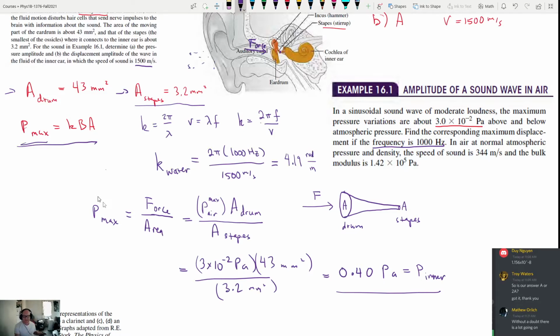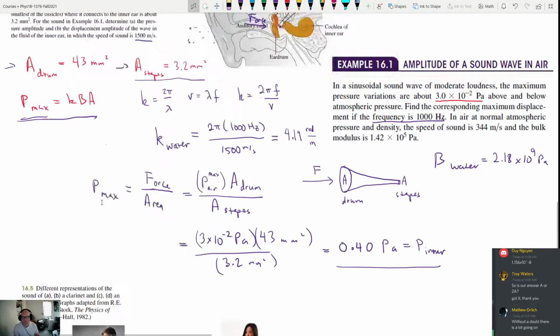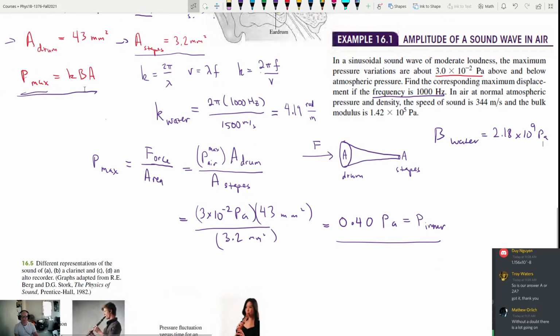So it's 2.18 times 10 to the 9. So B water is 2.18 times 10 to the 9 pascals. And then we just put those all together with our equation here. We're solving for the amplitude, A.